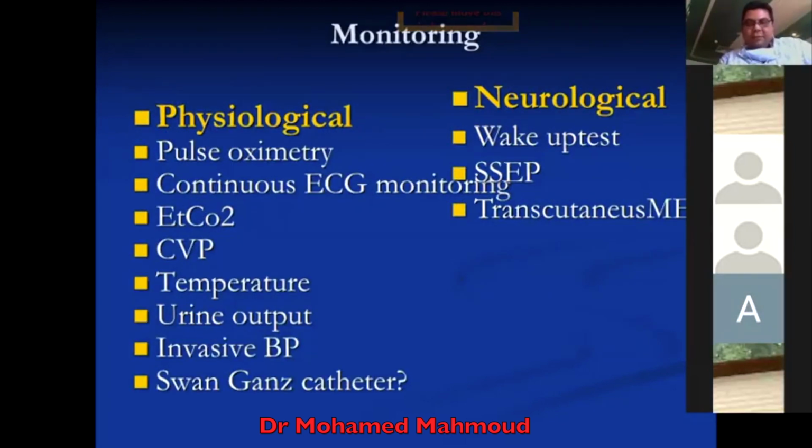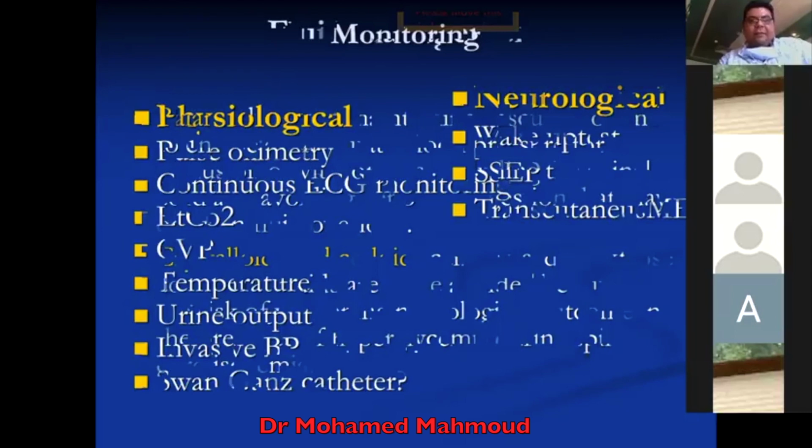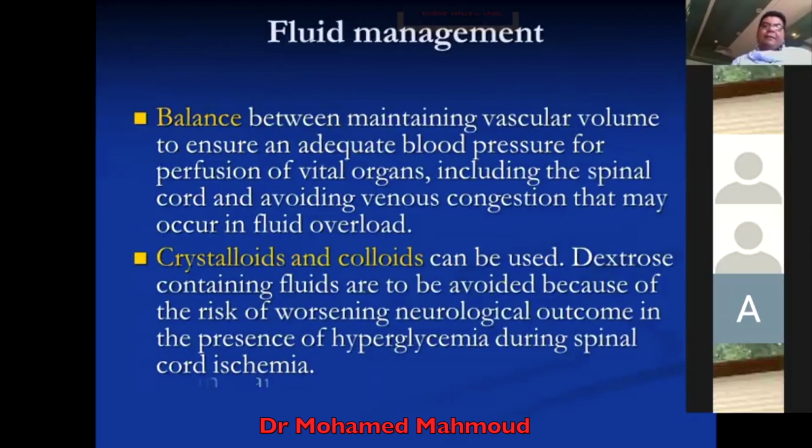Monitoring, as we said before. Fluid management: balance between maintaining volume to ensure adequate blood pressure for perfusion of vital organs, including the spinal cord, and avoiding the venous congestion that may lead to fluid overload. Crystalloids and colloids can be used, but dextrose-containing fluids are to be avoided because of risk of worsening the neurological outcome in the presence of hyperglycemia during spinal cord ischemia.